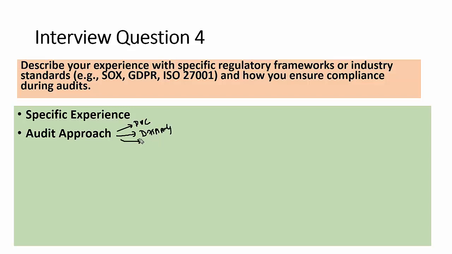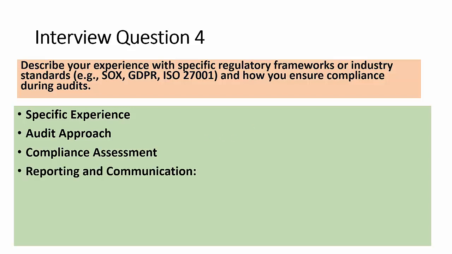And the third most important thing is interviewing the key stakeholders. By this, the interviewer gets some assurance that this person has experience in audit. Then compliance assessment. Describe the steps you take to assess compliance with a specific regulatory framework or industry standard. This may involve evaluating the control design, testing control operating effectiveness. You can also identify any deficiencies or gaps that you have discovered.